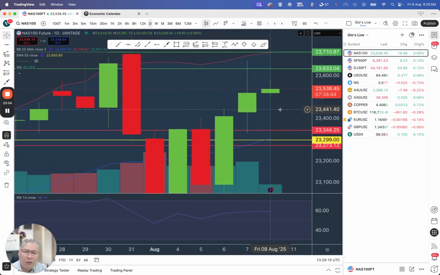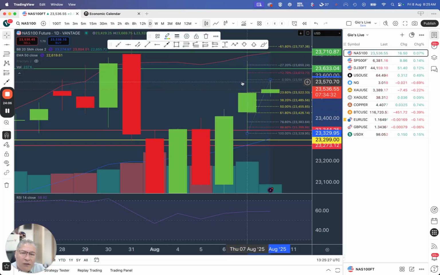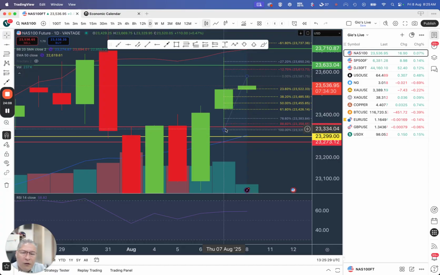Support, well, we're going to retrace all of this movement, and when it comes to retracement, let's do this from the swing low to the swing high of today.